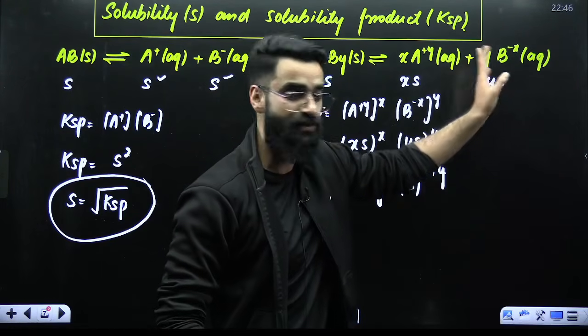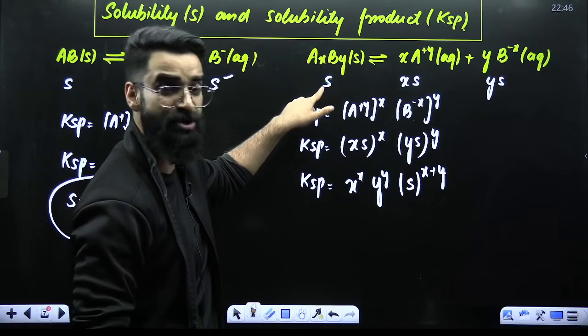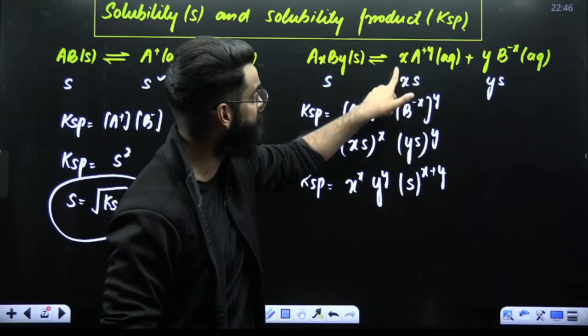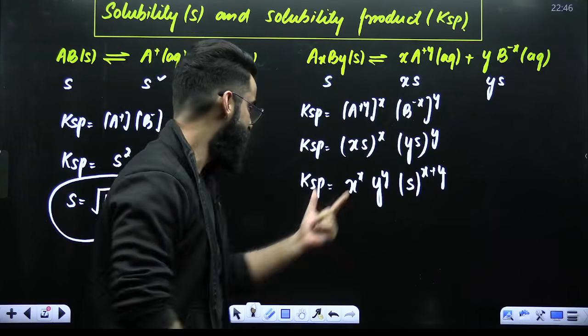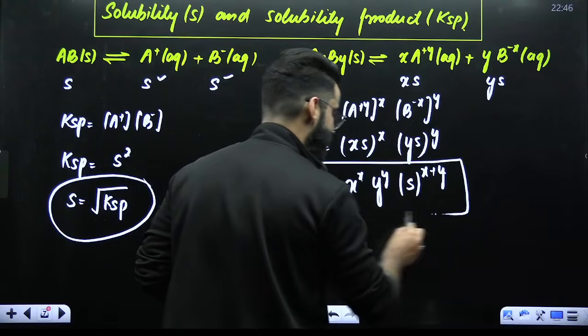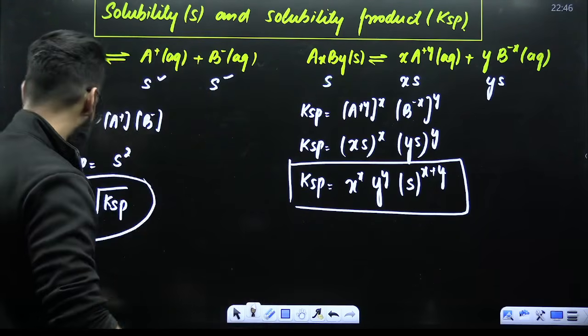This is how it undergoes dissociation first of all. If the solubility of this salt is S, so concentration of A^Y+ will be X times S. This will be Y times S. Now, when you write the Ksp expression, you get the final Ksp result over here like this. Okay. Now, what kind of question is asked from this?